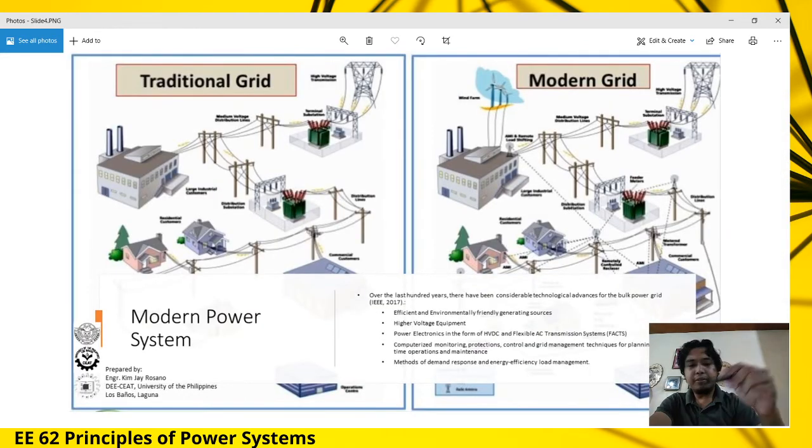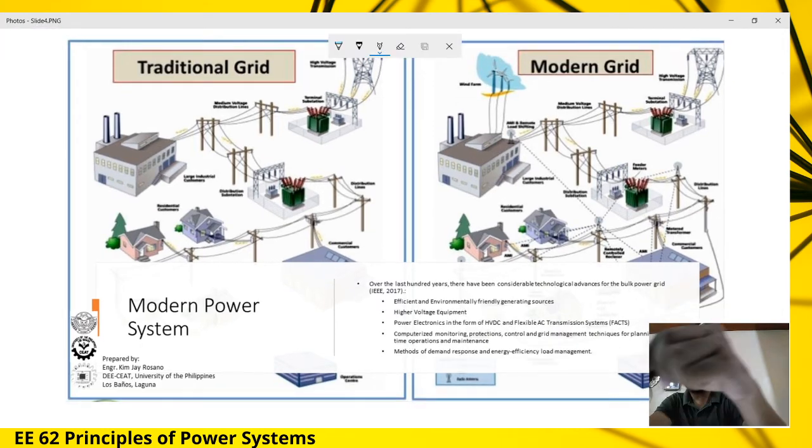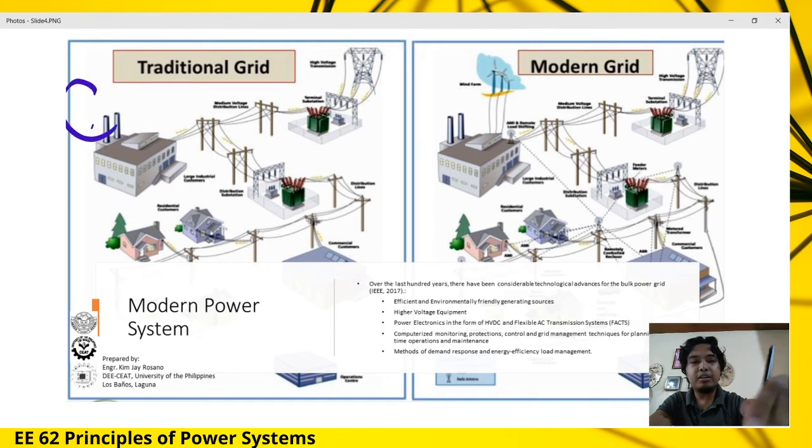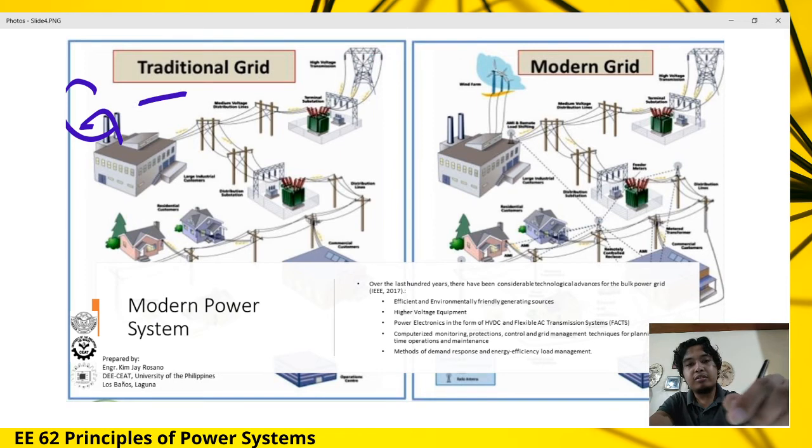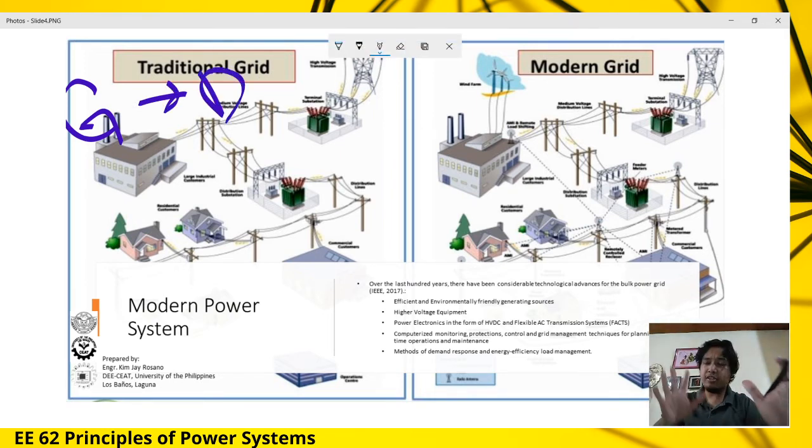Okay. So now, this is your modern power system. So imagine that before, what we have before is just, okay. Before we only have a generator and it just needs to match a certain load. So ganun lang, it's the power system before. It's the first ever power system.